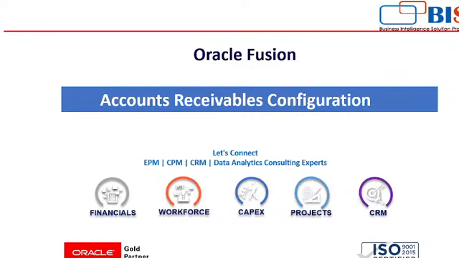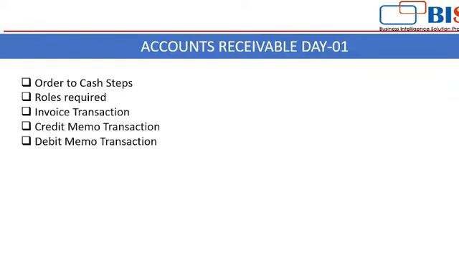So in our earlier session of our webinar series, we have discussed the account receivable configurations. These were the topics that we covered in our first day session, where we discussed the steps of the order to cash process. Then we discussed the roles that were required by the user to perform the AR related configurations in the Oracle Fusion application. Then we went through how to create the standard invoice, credit memo and debit memo.